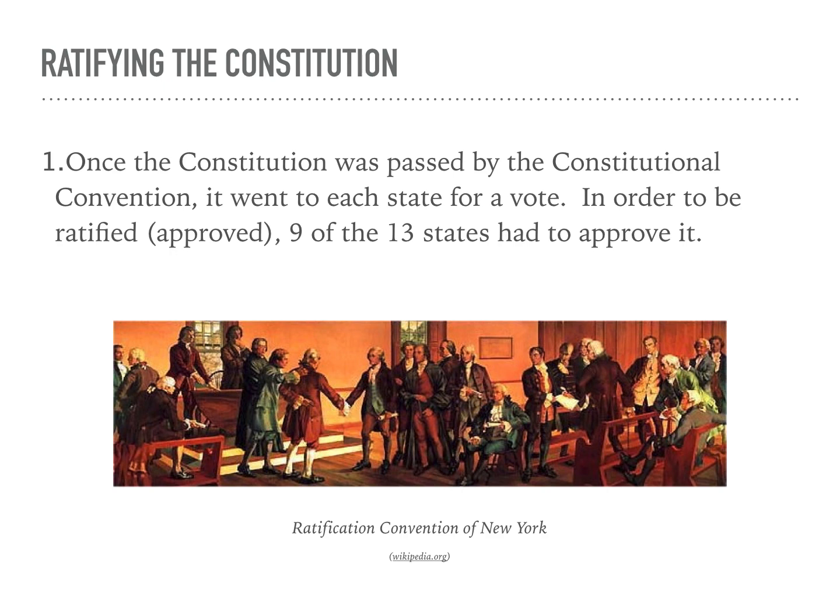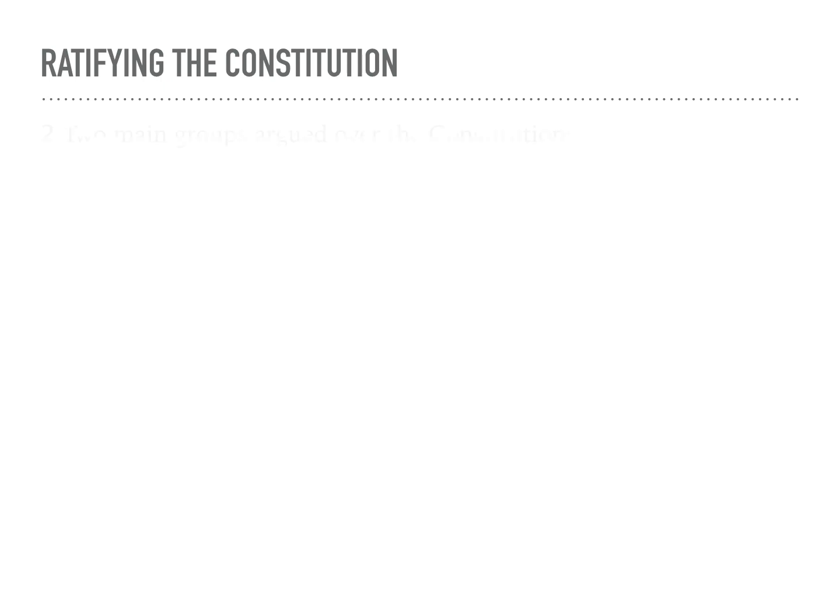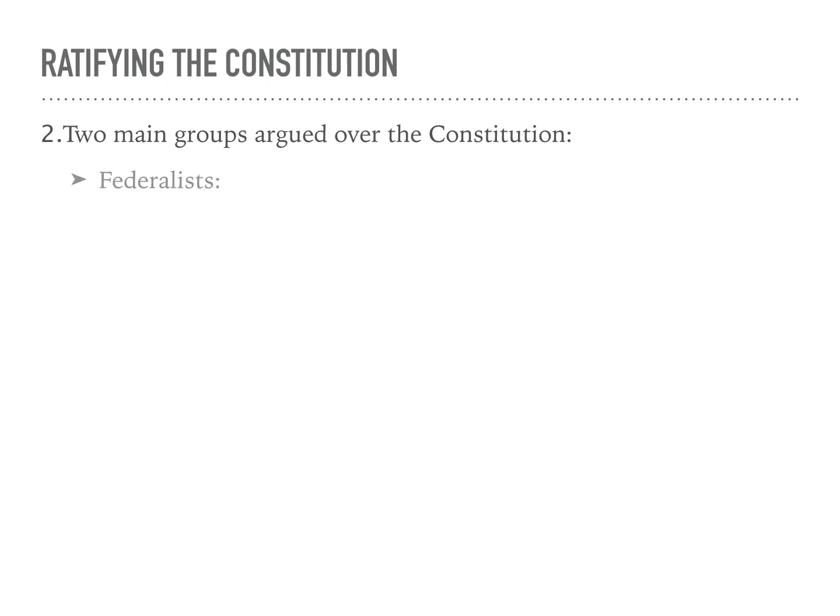And each individual state had its own convention where prominent leaders of those states would come together and cast a vote in favor of or against this new Constitution. In order for the Constitution to be ratified, or approved, 9 out of the 13 states had to approve it. And there are 2 main groups arguing over the Constitution. The first group are the Federalists.